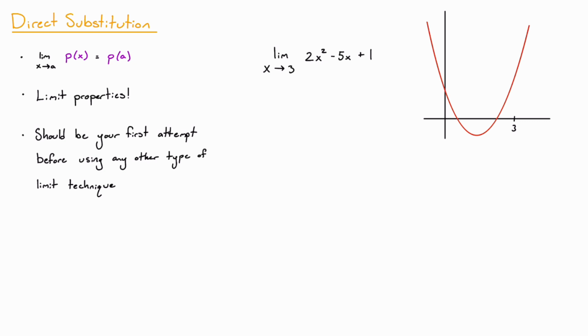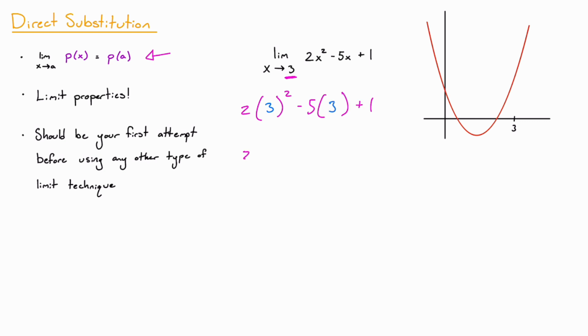And using our limit properties from last time, we can go ahead and solve this by just plugging in our a value of 3 here. This is a polynomial, so this rule is really what's applying here. So our a value is 3, so we can go ahead and plug in 3 into this limit. So this is 2 times 3 squared minus 5 times 3 plus 1.